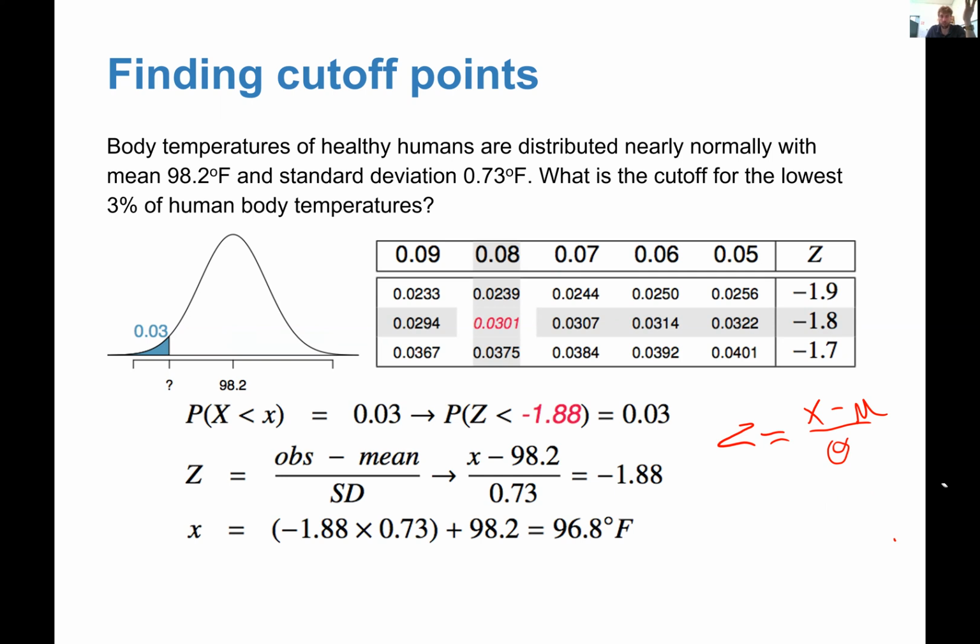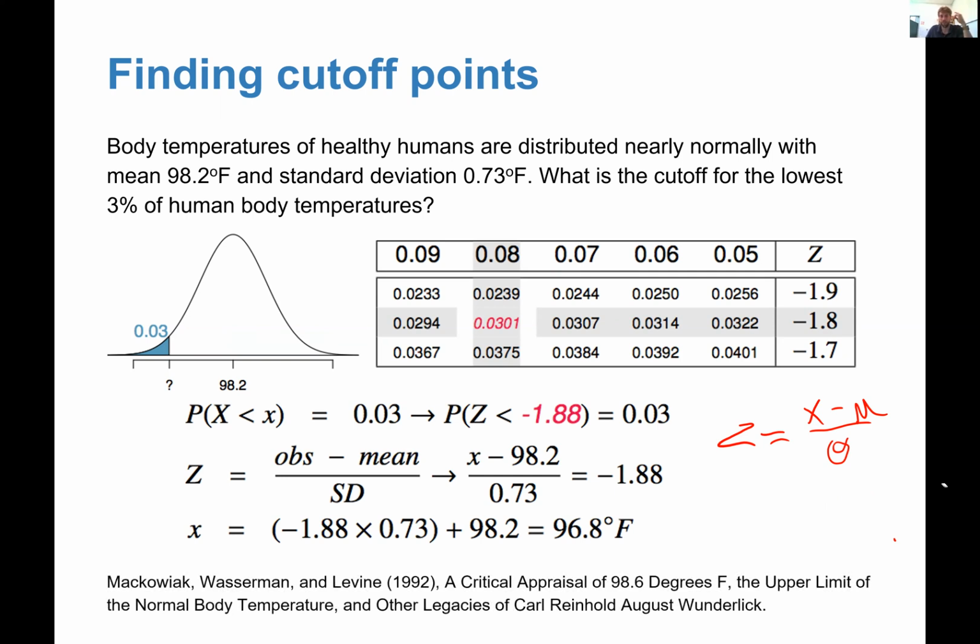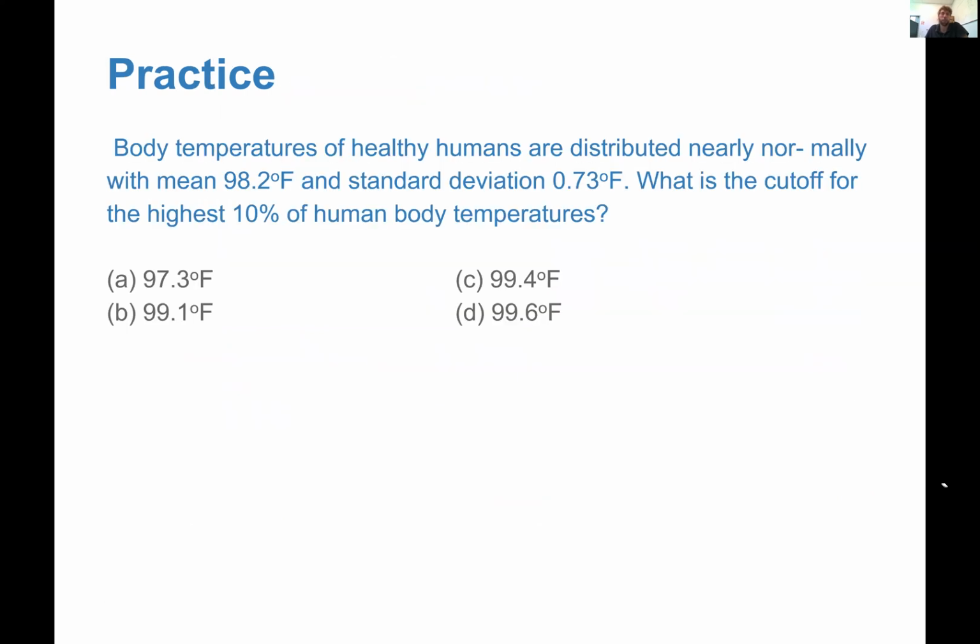Okay, so this is from a research paper, in case you're curious. All right, let's do another practice. Body temperatures of healthy humans are distributed nearly normally with mean 98.2 and standard deviation 0.73. What is the cutoff for the highest 10% of human body temperatures? Okay, now I want you to pause your video and actually compute this, okay?